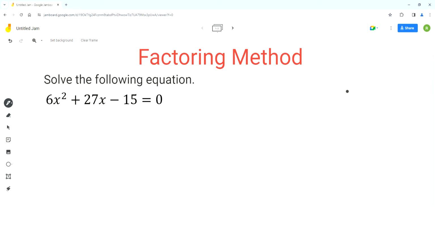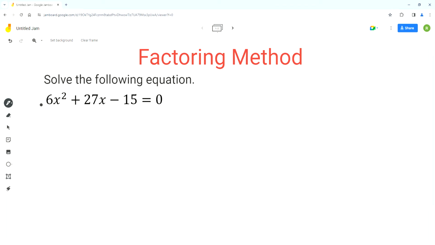So in this video, we will solve this quadratic equation using factoring method. So this equation is a quadratic equation because the highest power on the variable x is 2. And this is a trinomial because there are 3 terms in this expression. Now we have to solve this equation using the factoring method, so we have to factor this trinomial.